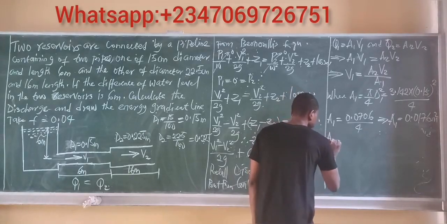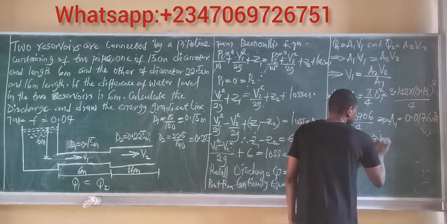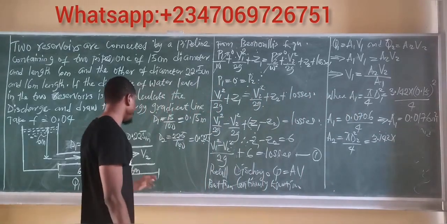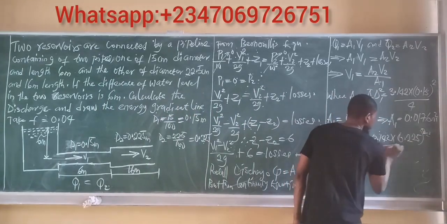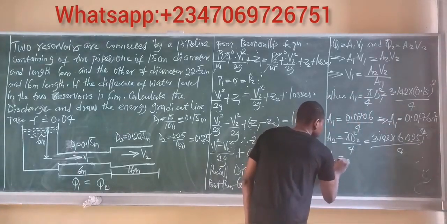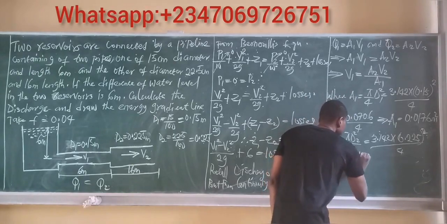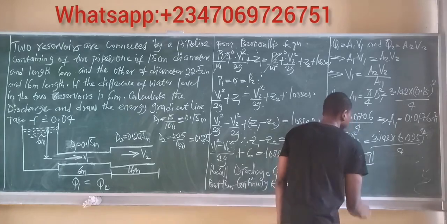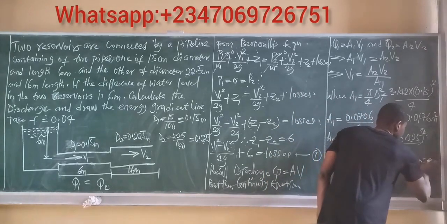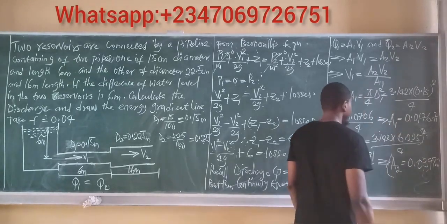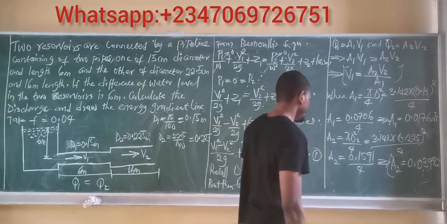Similarly, to calculate the second area, A2 is equal to pi D2 squared all over 4. Pi is a constant value, 3.142, multiplied by the second diameter, which was given to us as 0.225 meters, squared, divided by 4. 3.142 times 0.225 squared gives 0.15991, divided by 4. So A2 is equal to 0.0397 meter squared. So we have area 1 and area 2, and we can now impute them into this equation to obtain the first velocity in terms of the second velocity.